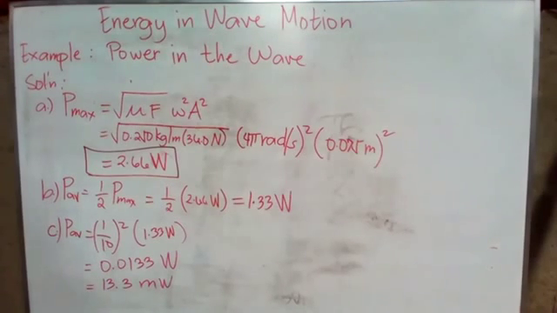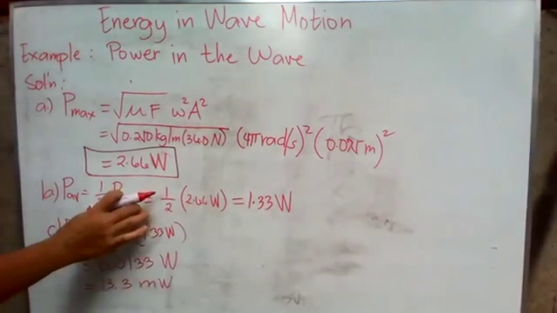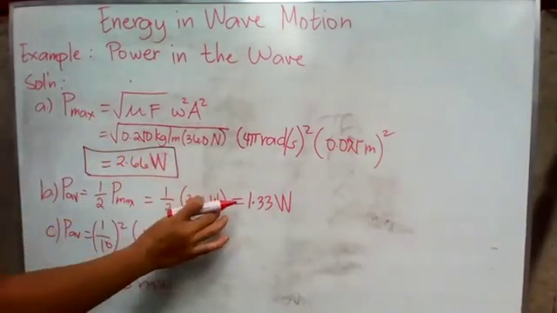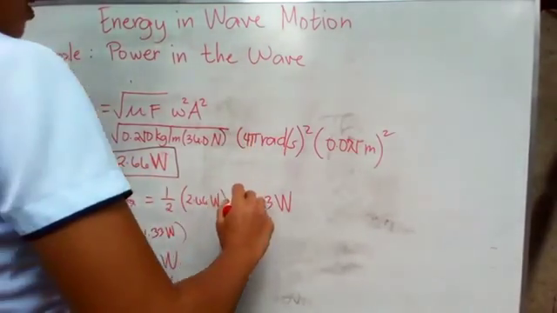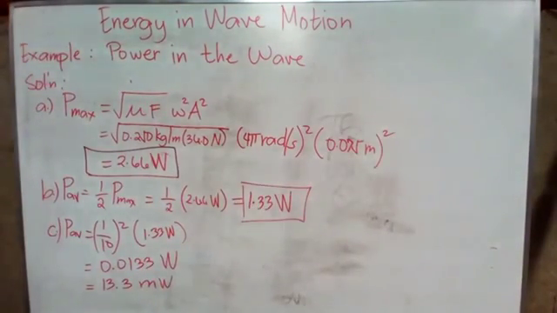In questions B and C, we are both going to get the average power. For B, the average power is equal to 1/2 of our maximum power. We already have the maximum power, 2.66 watts, so substituting, we get 1.33 watts.